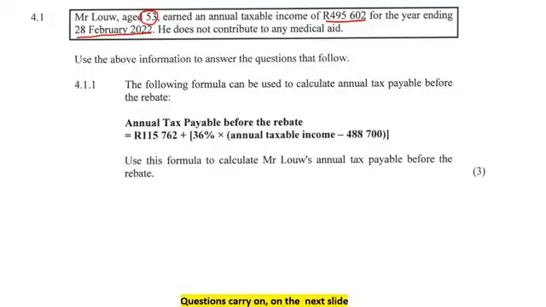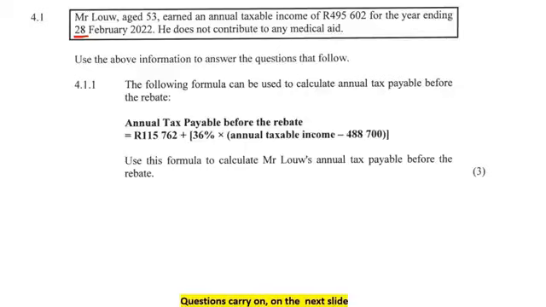Remember that in real life we like to go from January to December, right? But in the business world, it doesn't work like that. The year ends at the end of February. So use the above information to answer the questions that follow. The following formula can be used to calculate the annual tax payable before the rebate. Use this formula to calculate Mr. Lowe's tax payable before the rebate.